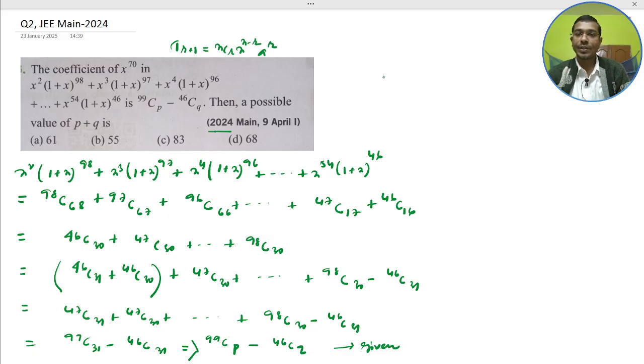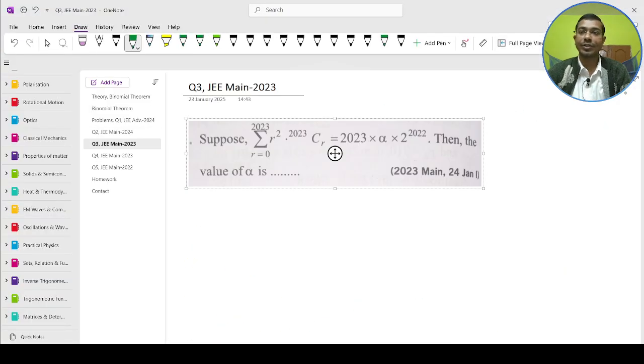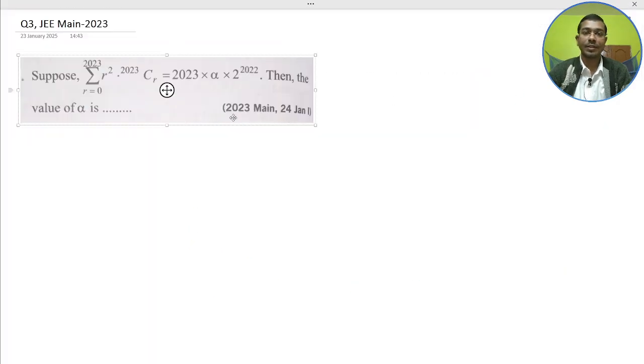So the possible value of p plus q would be what? The possible values are 62 and 83. Here 62 is not given in the options, so 83 would be our answer, that p plus q is equal to 83. C would be our correct answer. Go ahead, next. Question number 3 is coming.